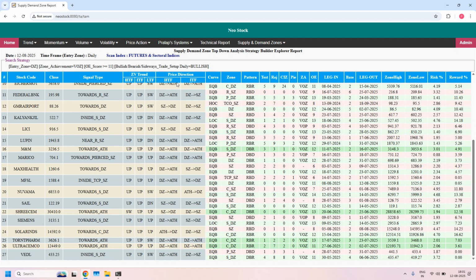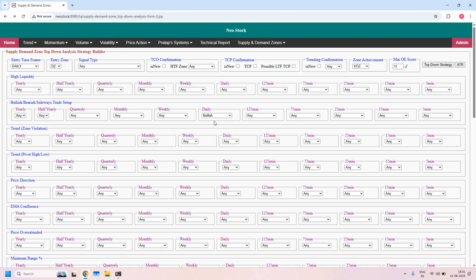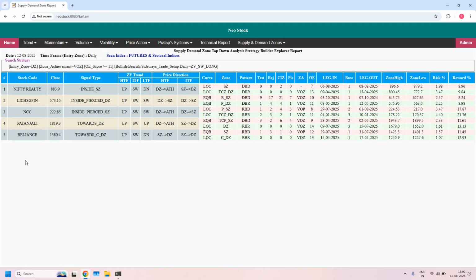I think some mistake I made here. Sorry, please ignore this report. I selected a wrong value here. I have to select sideways long, not bullish. It should be sideways long. That is what I am wondering, so many stocks sideways. We got only 5 stocks. Sorry for the mistake. So this is sideways long.